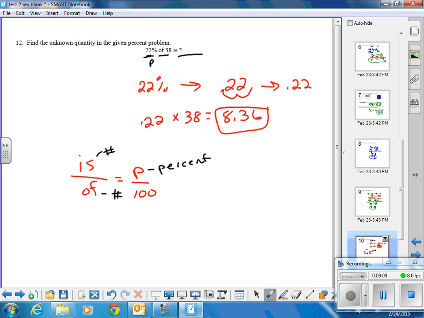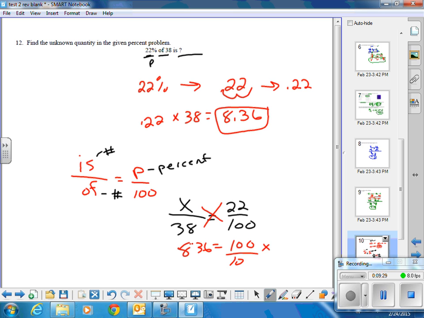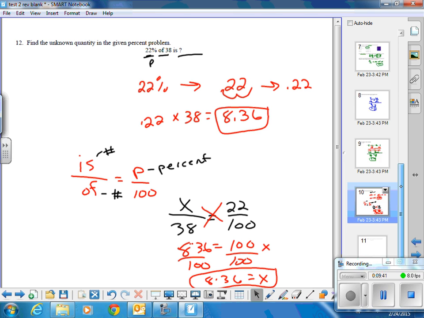number. So this would be x, because I don't know what it is, over 38, my "of" number, is equal to 22 over 100. From here, I just go ahead and cross multiply, and I'd end up with 100x is equal to 836, and then I would divide by 100, and that's how I would end up with 8.36 is equal to x. So either way, whichever one's easier for you, we have options here, okay?